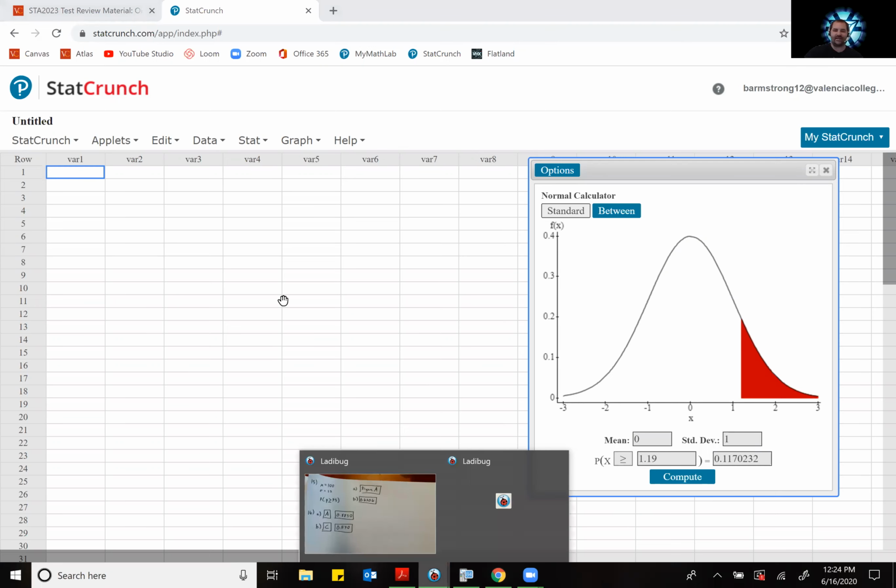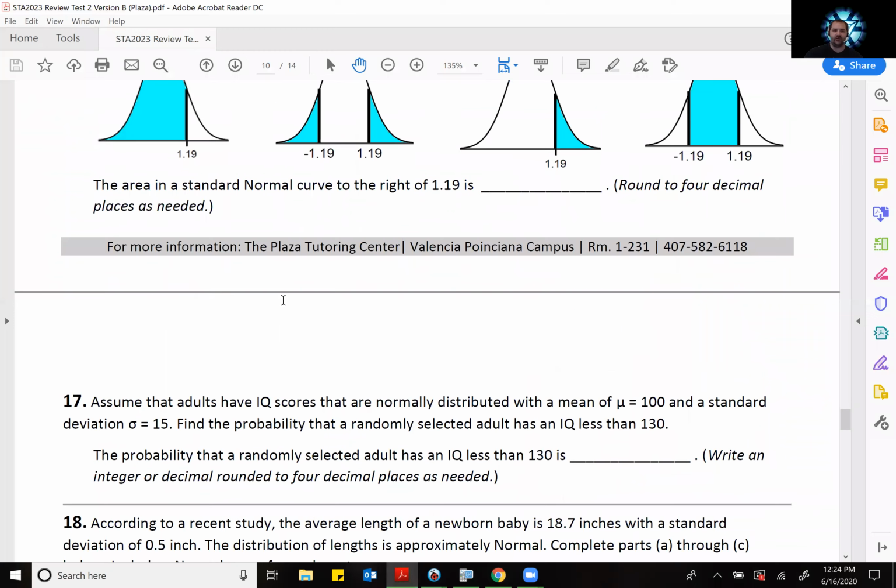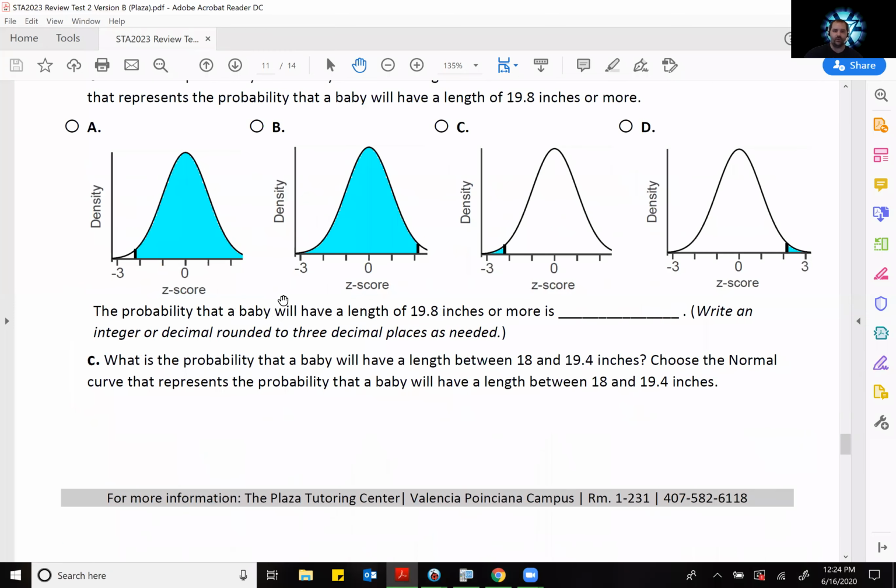And that's basically what's going to happen at the end of this exam. You're just going to keep doing more of these problems over and over and over again, as you can see.